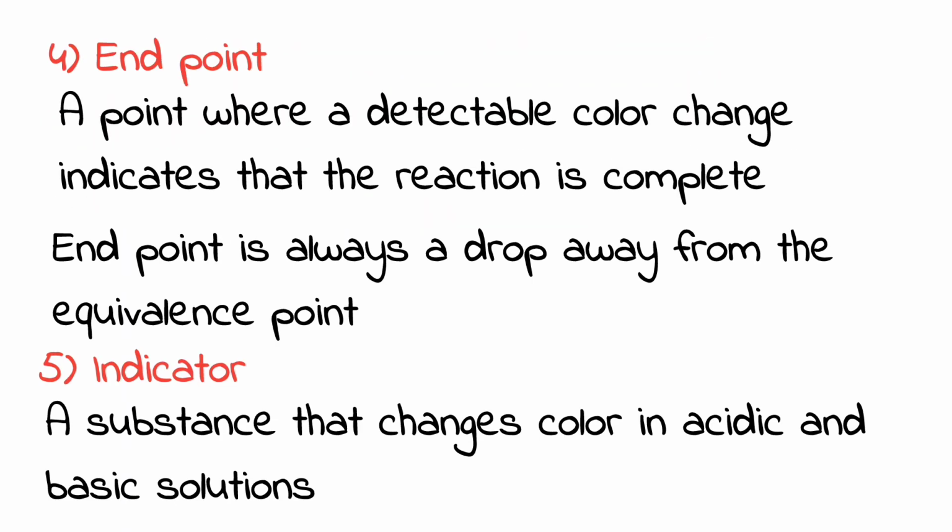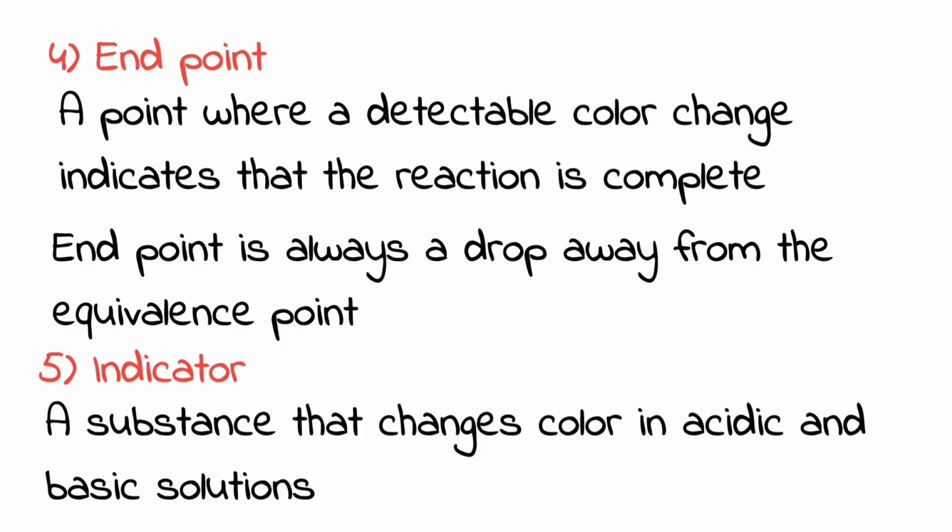The next term we have on the board is the endpoint. What is the endpoint of a titration? It is a point where a detectable color change indicates that the reaction is just completed or the reaction has ended. Endpoint is always a drop away from the equivalence point. Let me explain. As you add the analyte from the burette to the titrant in the conical flask, there will come a point when the analyte added is exactly equal to the titrant present. That is the equivalence point.